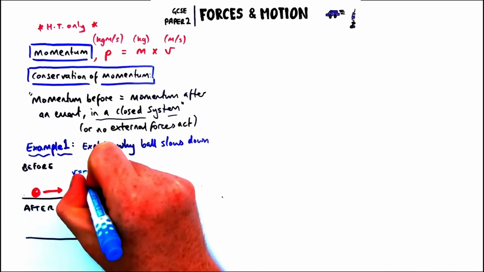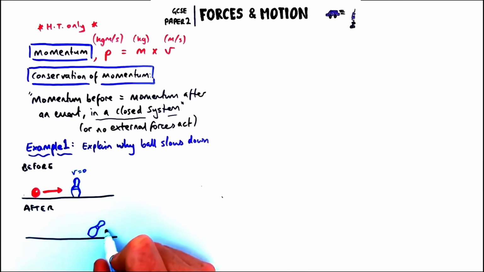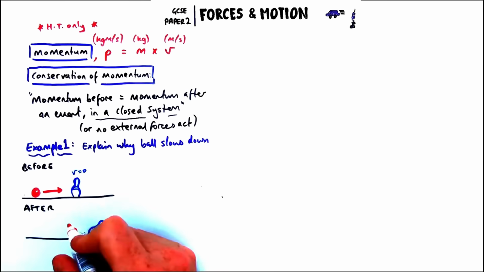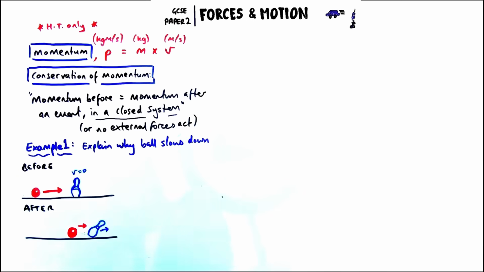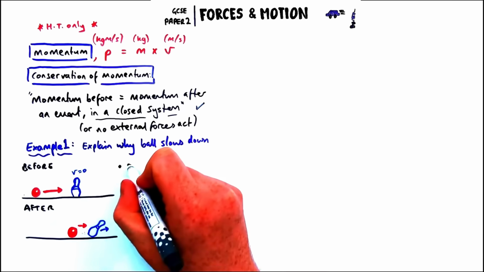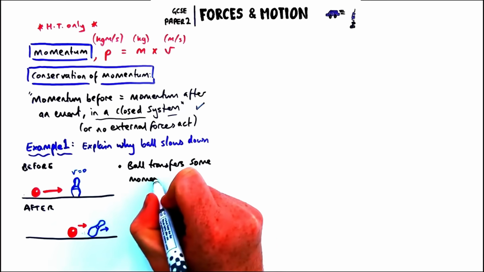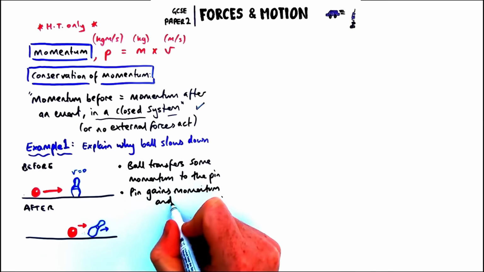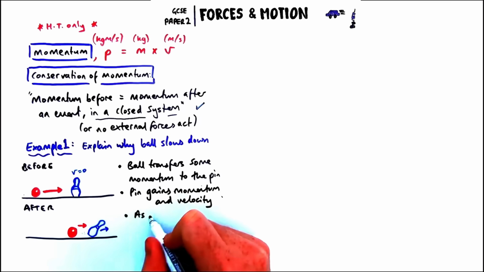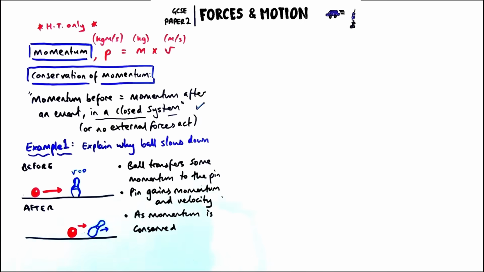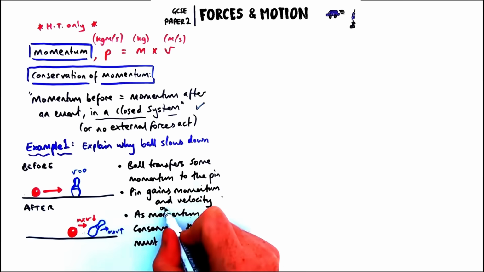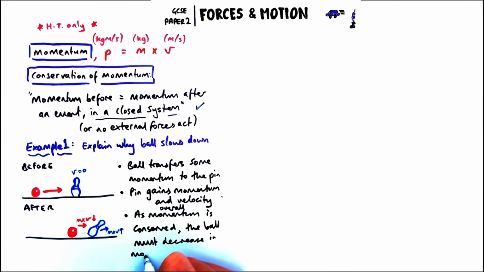So let's first of all look at a bowling alley. Let's explain why a bowling ball slows down once it hits a bowling pin. Treating before and after, we would quote the conservation of momentum just to get a nice easy mark first of all. We'd say that the ball initially has some momentum because it's travelling, and it transfers some of its momentum to the bowling pin. The bowling pin isn't moving initially, but it then gains that momentum and gains velocity because now it is moving. Because the momentum is being transferred, and momentum is conserved, as the bowling pin has increased in momentum, the bowling ball must have decreased in momentum.